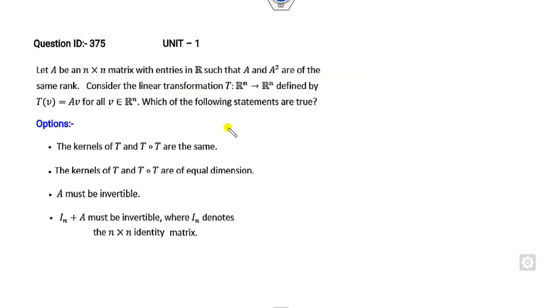Okay, look at the next question. This is question ID 375. What is given to you? A is an n cross n matrix such that A and A square have the same rank. So the rank of A and the rank of A square are the same. Okay, fine. Consider a transformation here. Then which of the following statements are true? It may have more than one correct option. Kernel of T, and then so on. So firstly, there is T composed with T.